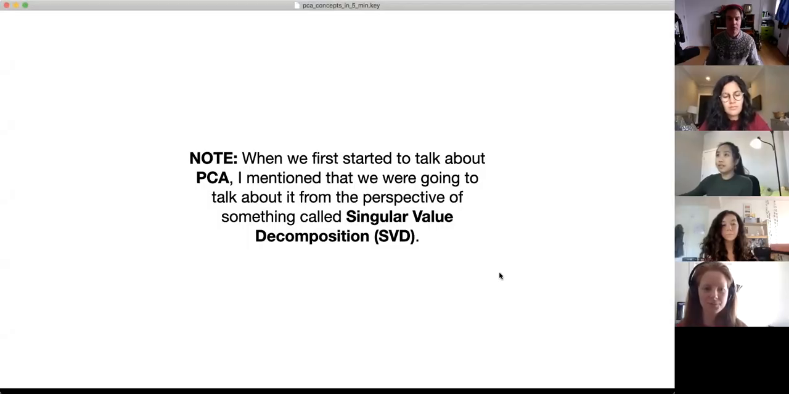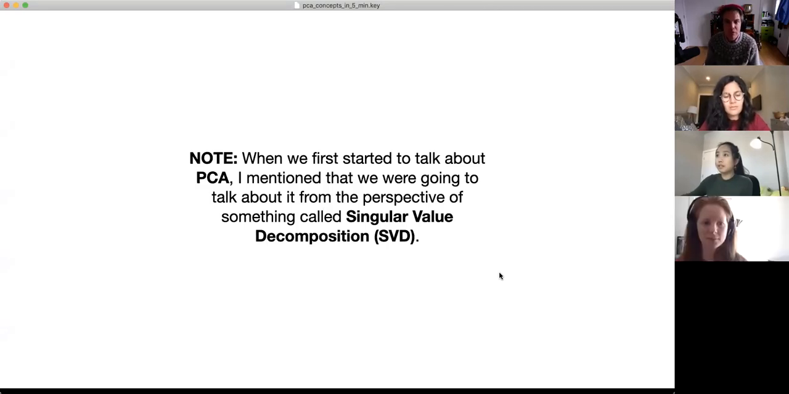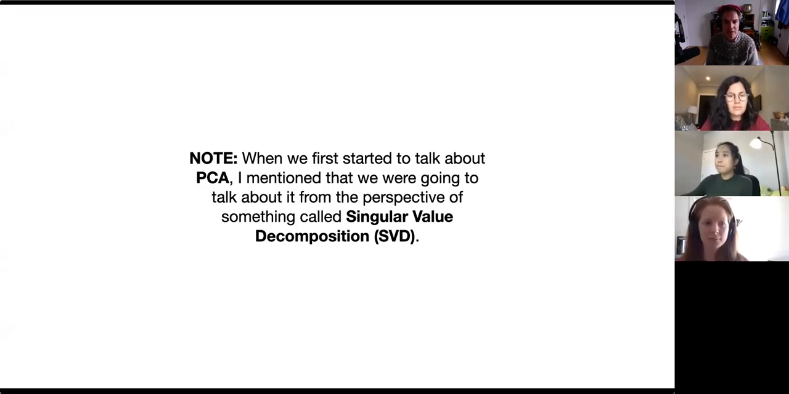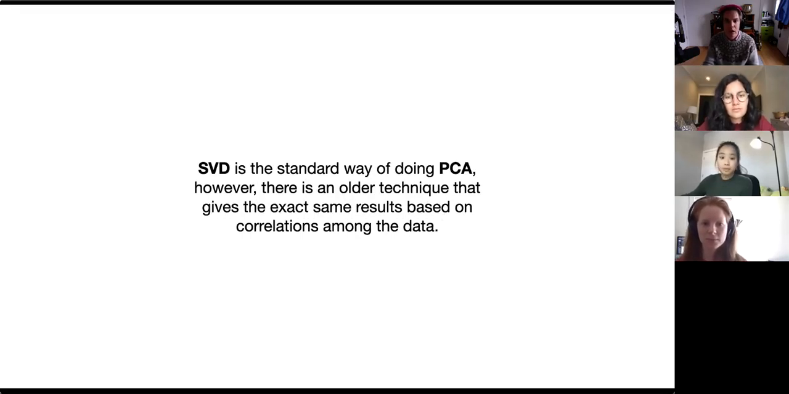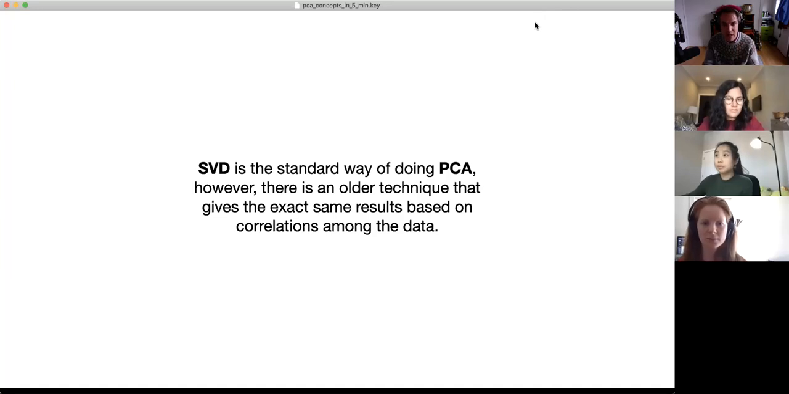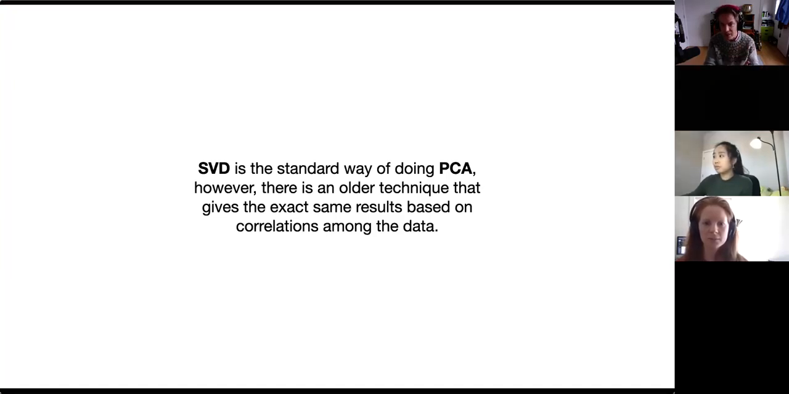Bam. Okay, so note, when we first started to talk about PCA, I mentioned that we were going to talk about it from the perspective of something called singular value decomposition. Singular value decomposition is the standard way of doing PCA. However, there's an older technique that gives the exact same results based on correlations among the data.